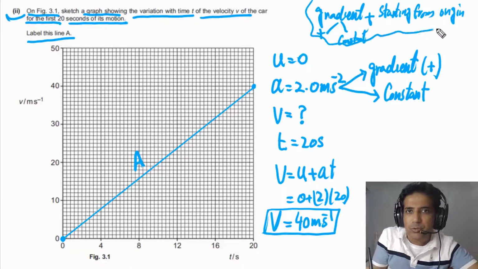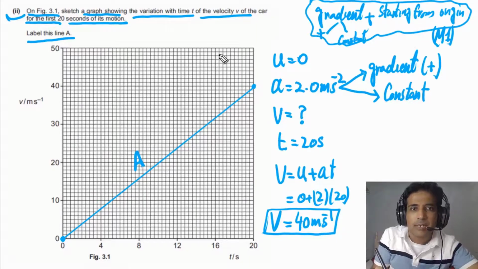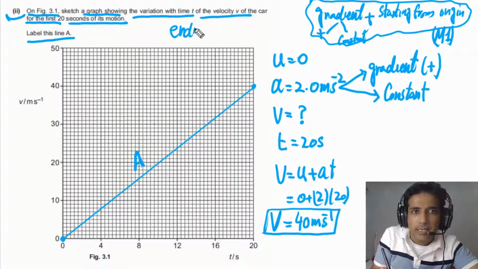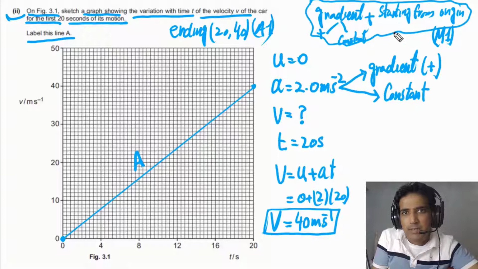If you do this much, you will get 1 mark, and that is the M mark. And the second mark is the answer mark: if the line ends at this point, ending at 20, 40, you will get the second mark, and that is the answer mark. But if you can't get the M mark, you will not get the A mark as well.